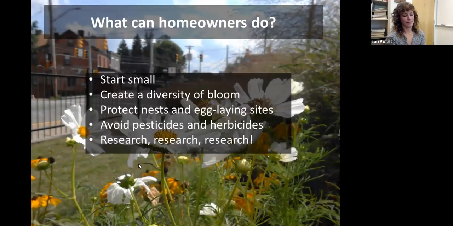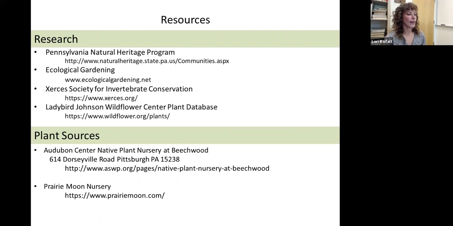And then for sourcing plants, the native plant nursery at Audubon at Beechwood Farms is fabulous, and that's in the Fox Chapel area in Pittsburgh. You can also catalog order from Prairie Moon Nursery. Both of these use responsible seed collection and propagation techniques and primarily grow natives.